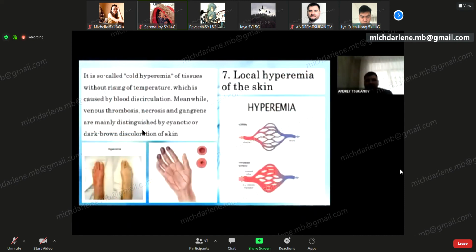Local hyperemia of the skin. It's so-called hyperemia of tissues without rising of the temperature, which is caused by disturbed blood circulation. Meanwhile, venous thrombosis, necrosis, and gangrene are mainly displayed by cyanotic or dark brown discoloration of the skin. You see the picture of the hyperemia.